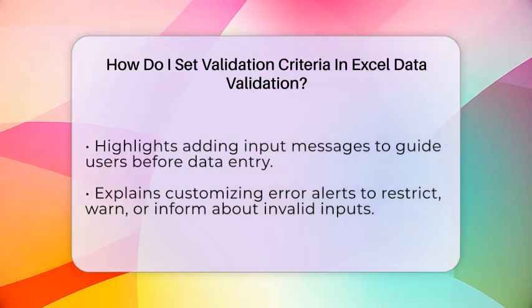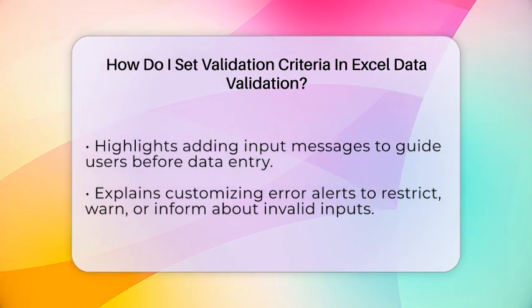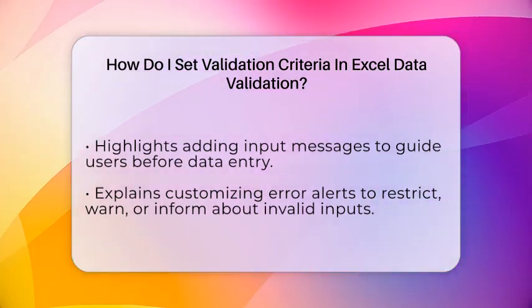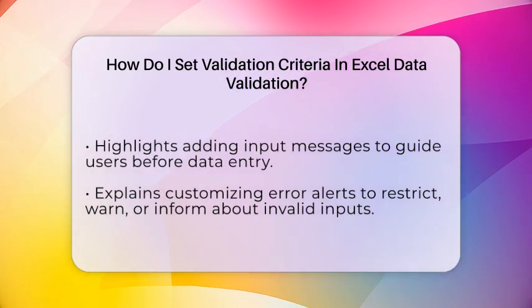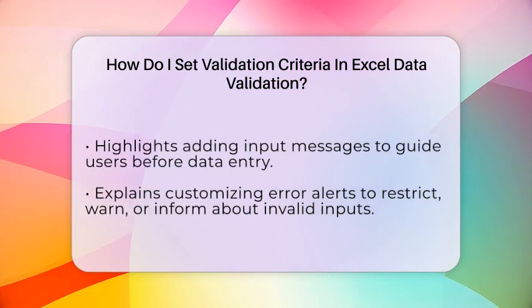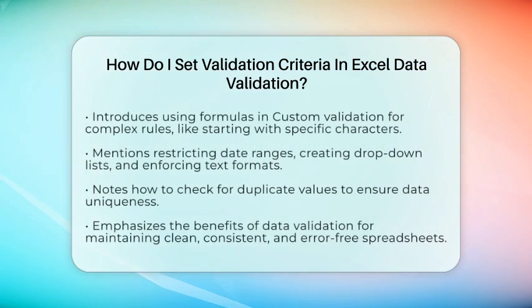For more advanced rules, pick Custom under Allow. Then, type a formula that returns true for valid entries and false for invalid ones. For example, to check if a value starts with a certain prefix, use a formula like equals COUNTIF, A2, and so on. You can combine multiple conditions with AND or OR functions for complex validation rules.